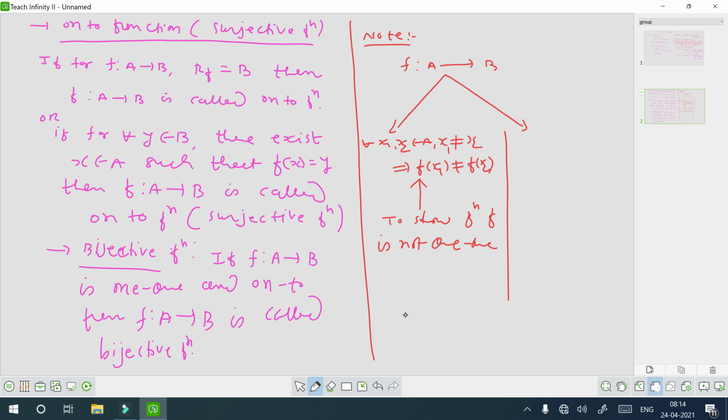To show that function is not 1, 1, and to show that function is 1, 1, for x1, x2 belongs to A, take f of x1 is equal to f of x2 and prove that x1 is equal to x2. We are going to use this definition to show function f is 1, 1. Clear?